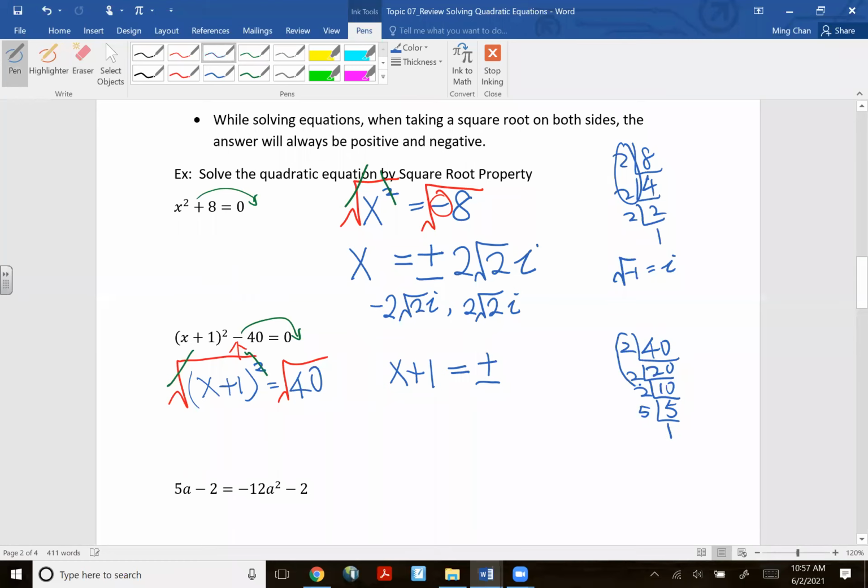So it takes 2 to go outside as 1. So out of the square root of 40, I should have 2 coming out. 1, 2, 1, 5 stays inside the square root. So when they stay inside, they're multiplying. So 2 times 5 gives me 10.